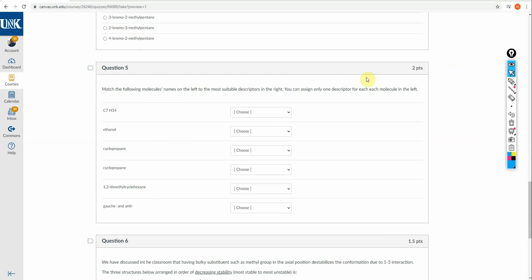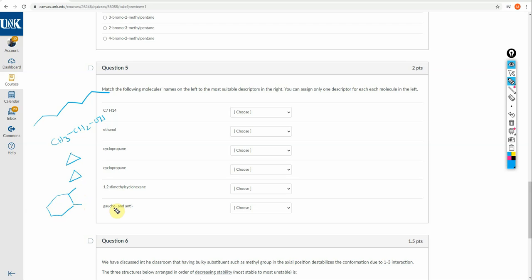And here we are looking at matching the names. So C7H14 is a straight chain compound. So C7H14, 2, 3, 4, 5, 6, 7. Ethanol is going to be the CH3CH2OH. Cyclopropane is that. Cyclopropane again is that. 1,2-dimethylcyclohexane is that.